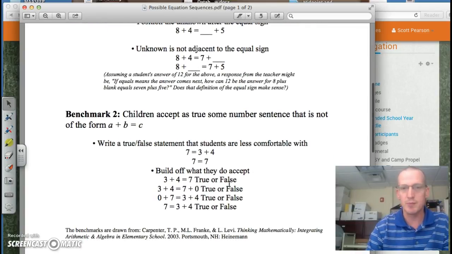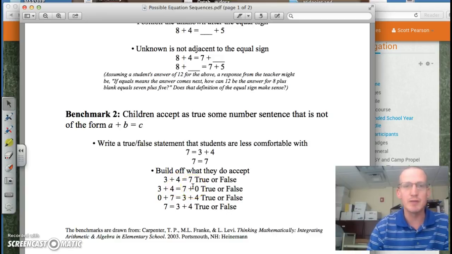So if you look at benchmark number 2, 7 is equal to 3 plus 4, or I could have 7 plus 7, and the kids are going to see that this is true. Or I could have something like 5 plus 2 equals 3 plus 4, and do kids know that that's a balance on both sides? Building off what they do accept, here are some true-false questions that you can take kids through.